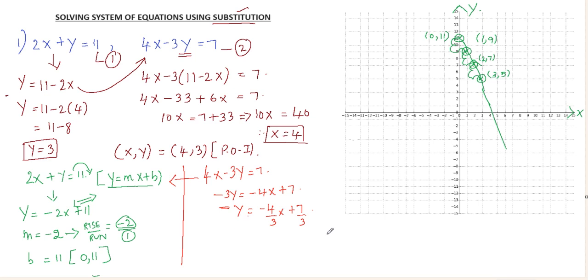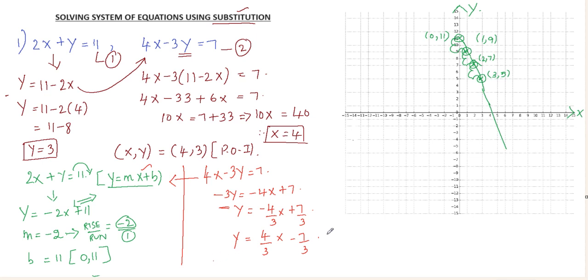I'm trying to bring this equation in the format of y is equal to mx plus b. Now, instead of minus y, I need to bring it to positive y, right? Then only can I align it with the equation y is equal to mx plus b. So now let me write y is equal to 4 by 3 x minus 7 by 3. So I'm going to rearrange the equation in order to bring 4x minus 3y in the format of y is equal to mx plus b.